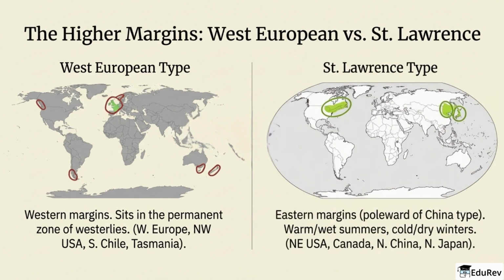The St. Lawrence type lies on the eastern margins, poleward of the China type region. Here, summers are warm and wet, but winters are cold and dry. The examples given include the northeastern USA, Canada, northern China, and northern Japan. This comparison matters because many aspirants remember both as temperate climates and stop there. That is not enough. You must separate west margin westerly dominated maritime climates from east margin continental influenced seasonal climates.